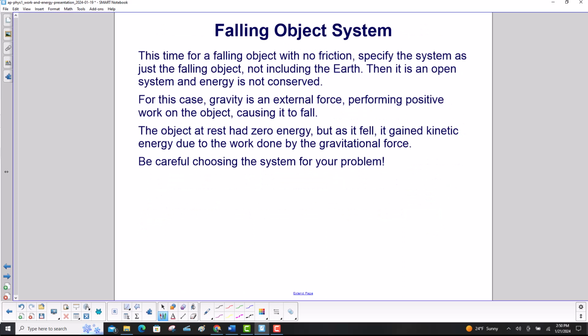This time, for a falling object with no friction, specify the system as just the falling object, not including the Earth. Then it is an open system and energy is not conserved. For this case, gravity is an external force performing positive work on the object, causing it to fall. The object at rest had zero energy, but as it fell, it gained kinetic energy due to the work done by the gravitational force. So you have to be careful when you choose the system for your problem to ensure you get the right answer and to see whether you can use conservation of energy, which we'll be discussing shortly.